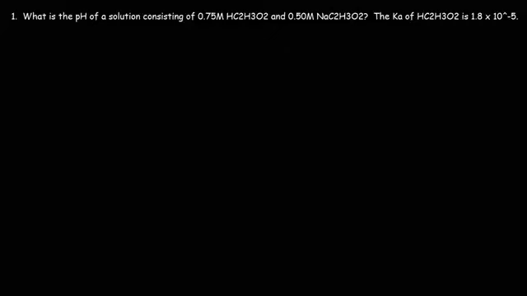Now let's go ahead and work on some practice problems. Number 1, what is the pH of a solution consisting of 0.75 molar acetic acid and 0.5 molar sodium acetate? And we're given that the acid dissociation constant of acetic acid is 1.8 times 10 to the minus 5. Feel free to pause the video if you want to work on this problem.